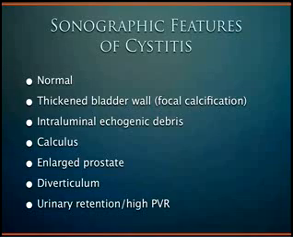When it comes to cystitis, the most common finding is actually a normal bladder wall. However, with repeated or severe infection, the bladder wall itself becomes thickened, with focal areas of calcification often seen. Other findings of cystitis include intraluminal echogenic debris, or a stone within the bladder, prostatic enlargement, a bladder diverticulum, and urinary retention with elevated post-void residuals.